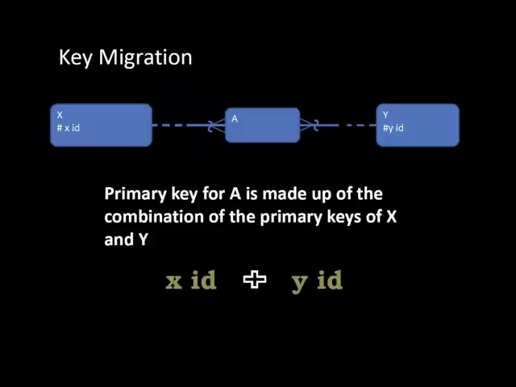So the general notation for key migration you're seeing here: you've got an entity called X with X ID, an entity called Y with Y ID, and an associative entity A. Why do you think that associative entity A came up? Because there was a many-to-many between X and Y. So we said, okay, let's follow the rule and create a new entity type. We're calling it A. And in this case, we are just making up the key for A by adding the keys of X and Y. So we take XID, YID, we migrate the keys, and that's what the tilde notation says. So the primary key of A is XID plus YID.